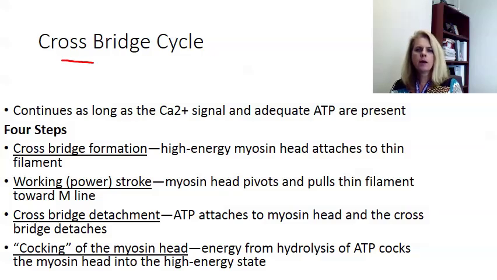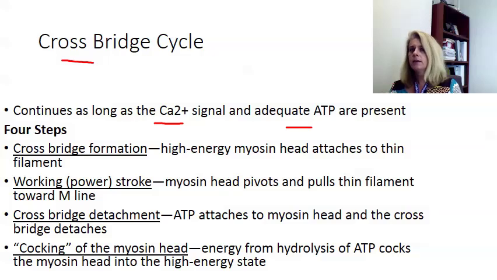Okay, so we're going to pick up with the cross-bridge cycle. Our actin and myosin are bound, and there's actually movement. The actin and myosin are going to slide against each other, which will shorten the sarcomere. This is going to occur as long as you've got calcium in the cytoplasm, and also ATP.